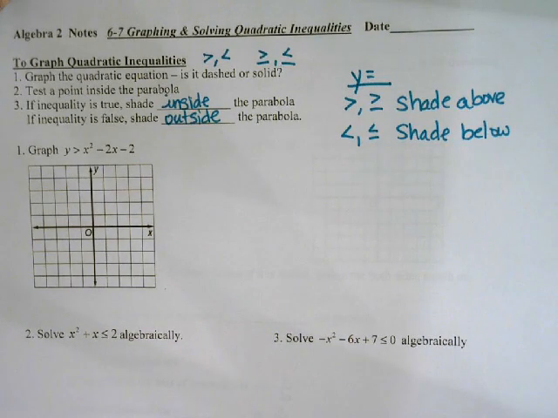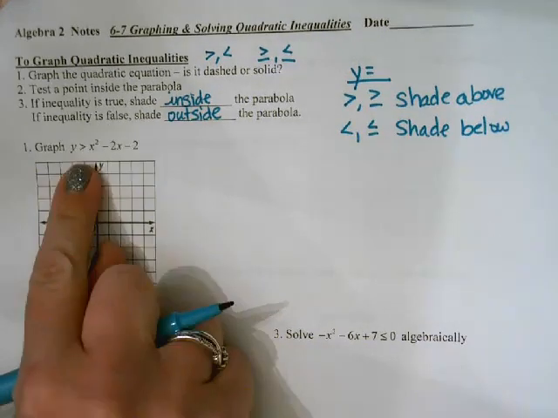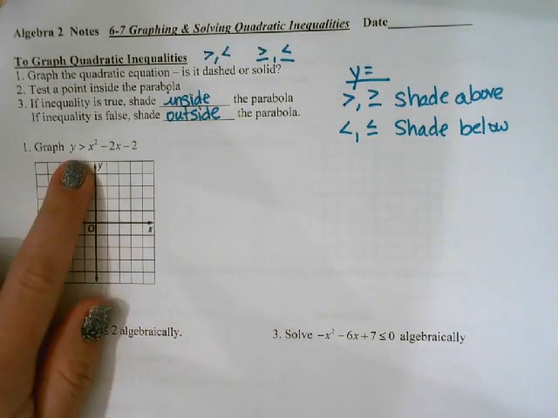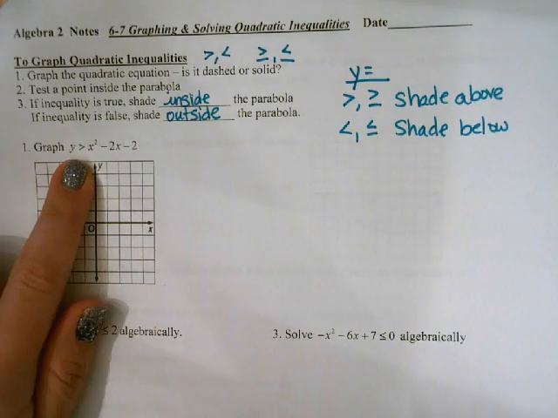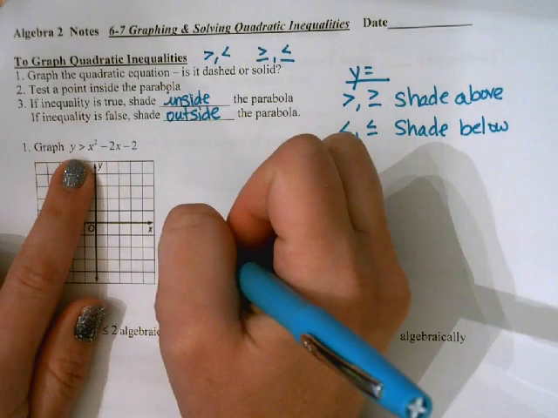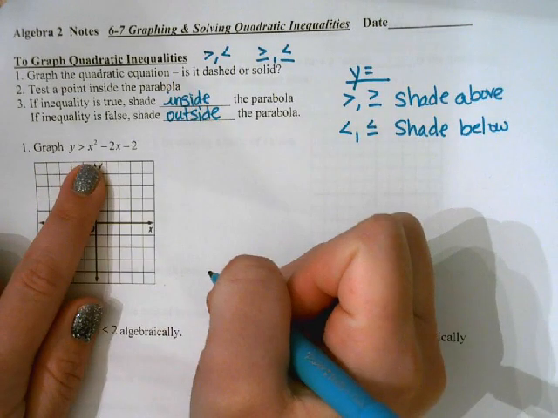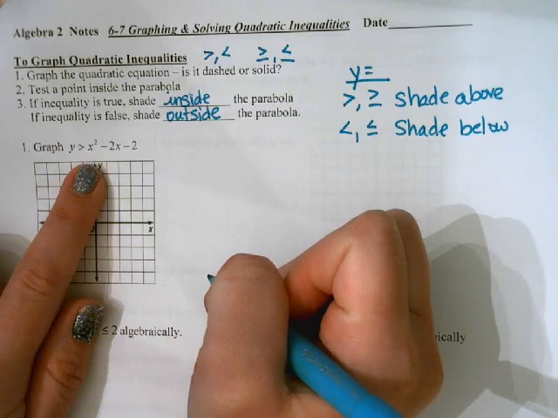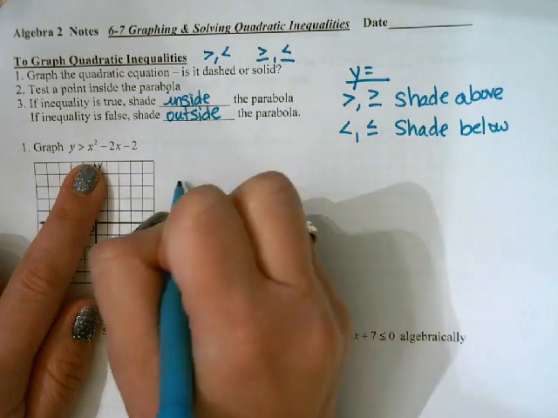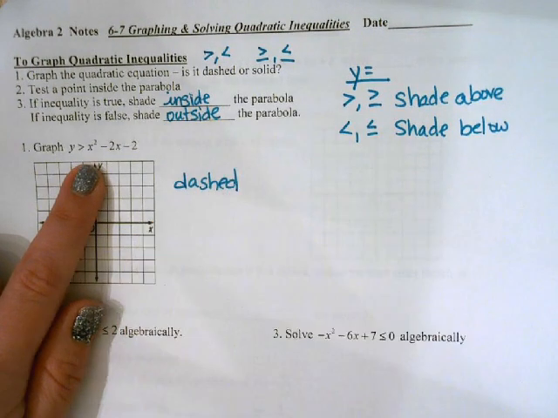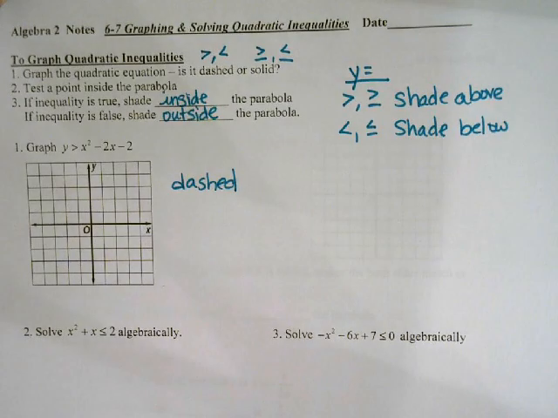Okay, so look at number 1 there. It says y is greater than x squared minus 2x minus 2. First of all, let's think about this guy. Is he going to be solid or dashed when we graph him? He'll be dashed because he doesn't have the equal to with him. Okay, I'm going to throw this guy in my calculator.